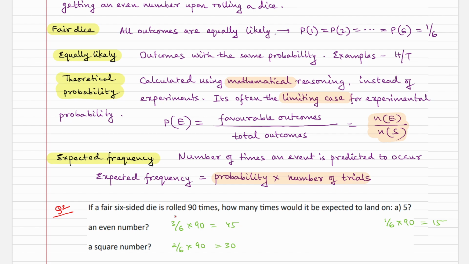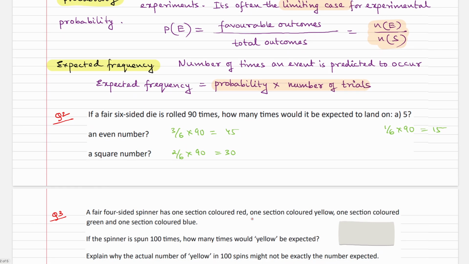An even number. So from 1 to 6 there are 3 even numbers and 3 odd numbers, so it should be exactly half, 45. A square number, the number of squares between 1 to 6 are 2, right? So 1 and 4.